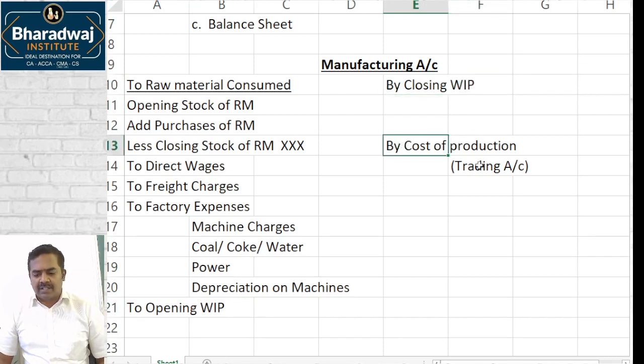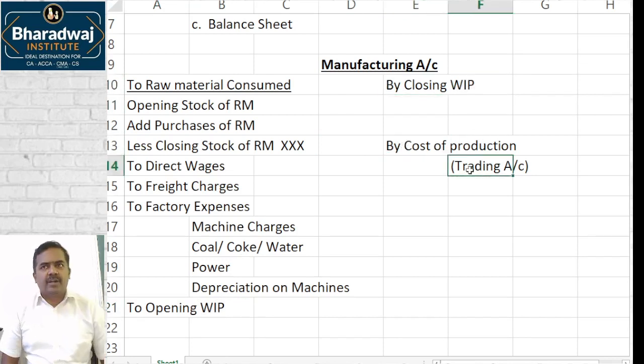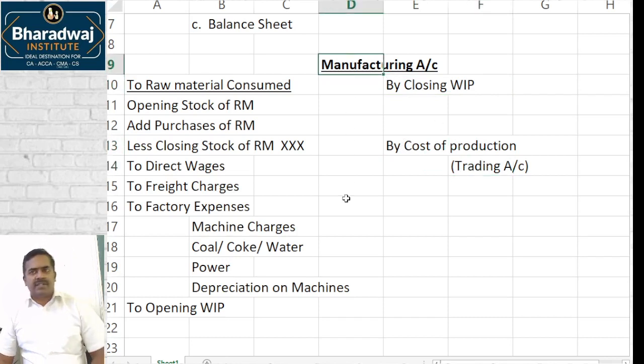The cost of production is transferred to which account? Trading account. This is how a manufacturing account is prepared. Okay. Have you understood?